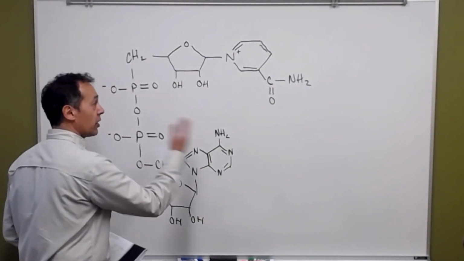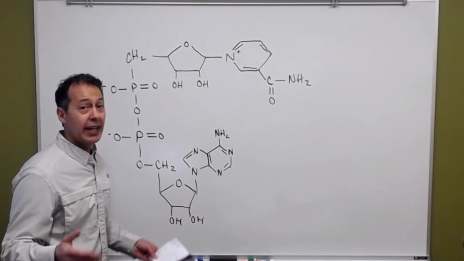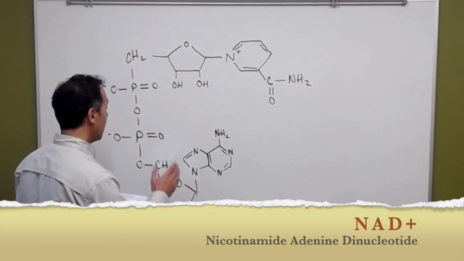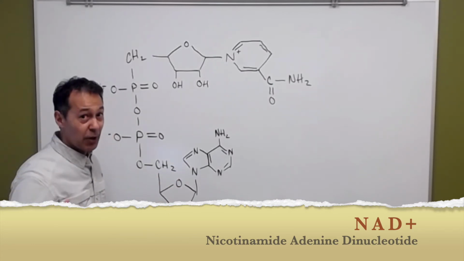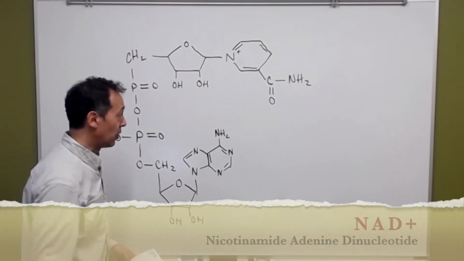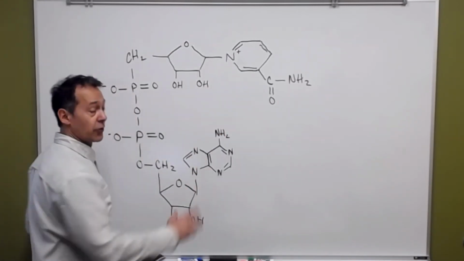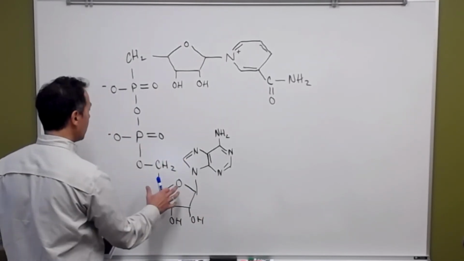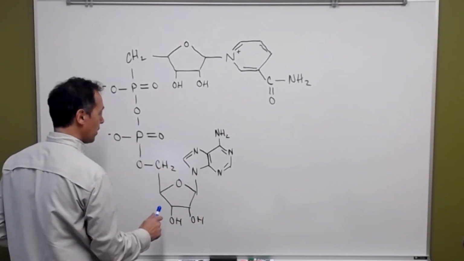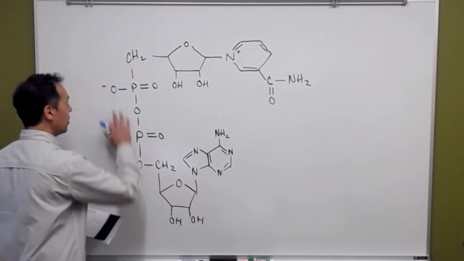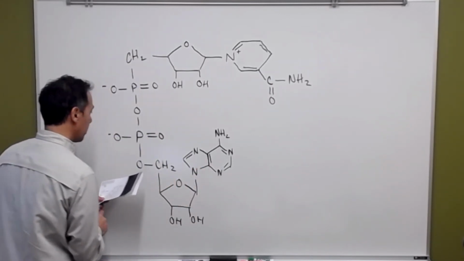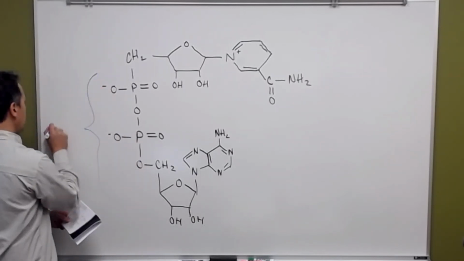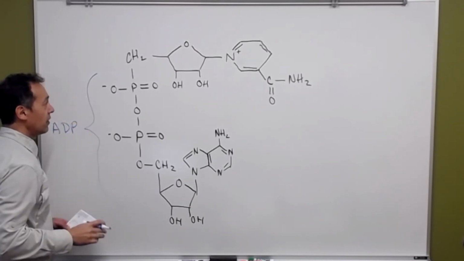This molecule here is called NAD+. Now the NAD stands for nicotinamide adenine dinucleotide. And that's a mouthful. It's a lot easier to just say NAD+. But just to orient ourselves around this molecule, we may recognize this part right here as adenine diphosphate. Here's our adenine, and here's our 2 phosphates. So I'm just going to call this portion ADP, adenine diphosphate.